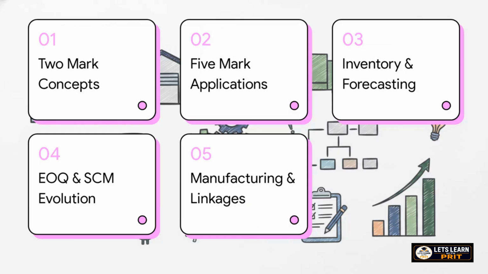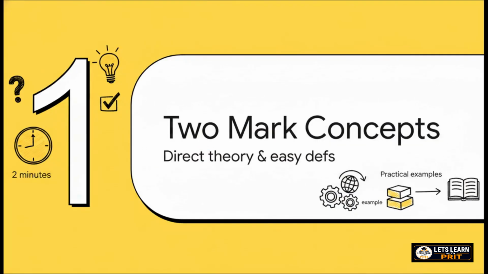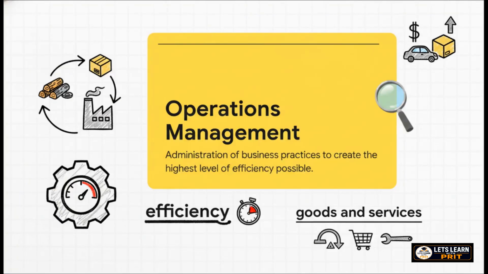Here's our game plan. We're doing 2-mark quick concepts, 5-mark applications, inventory and forecasting, EOQ and SCM evolution, and wrapping up with manufacturing and linkages. Fast and effective. All right, Section 1, 2-mark quick concepts. We're talking direct theory and easy definitions here. For these 2 markers, please do not overthink it.